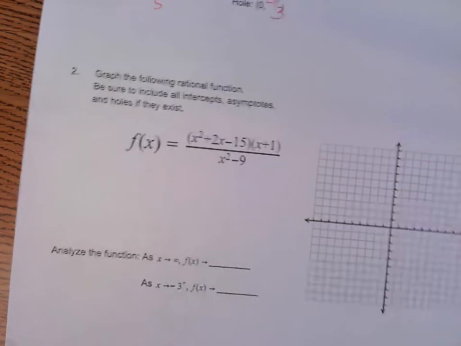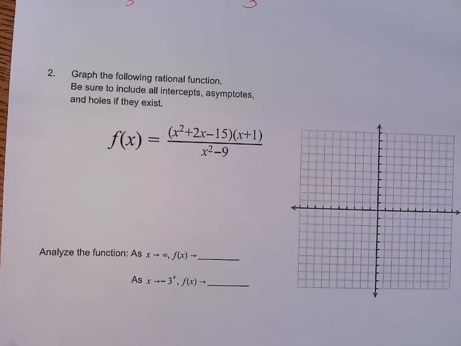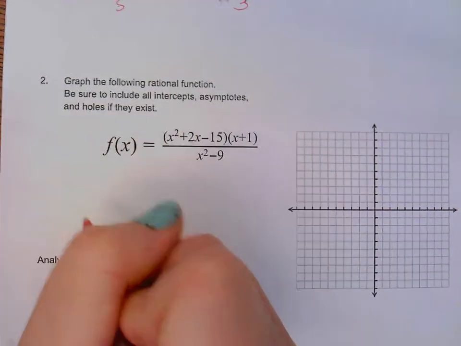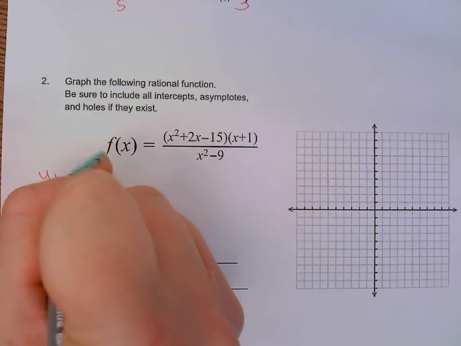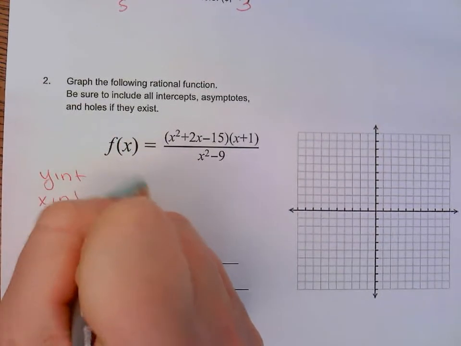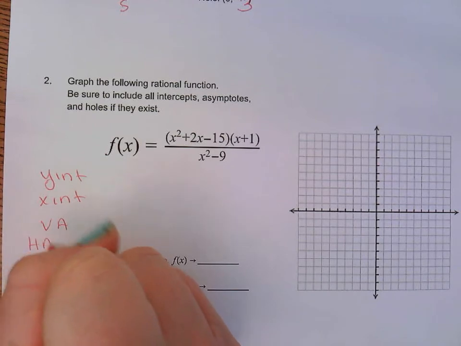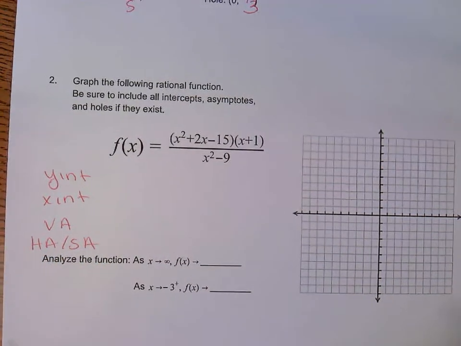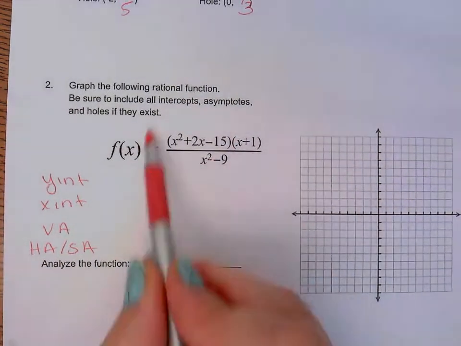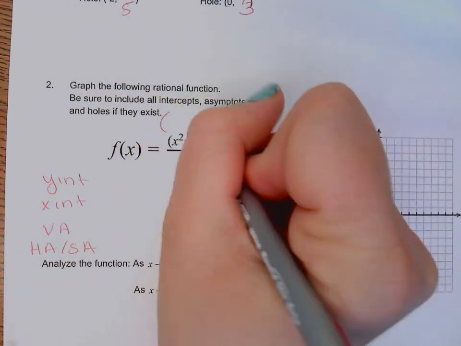All right, and then number 2, kind of our warm up together. Let's graph the following rational function. Be sure to include intercepts, asymptotes, and holes, and then analyze the function. So let's see, we're going to do the y-intercept, the x-intercept, the vertical asymptote, and then the horizontal or slant asymptotes. This is partially factored. What would this factor into?